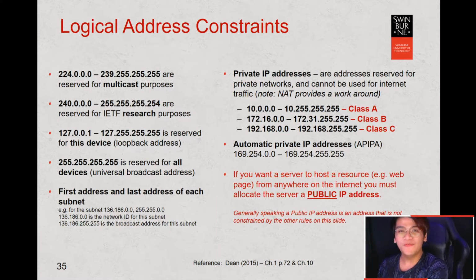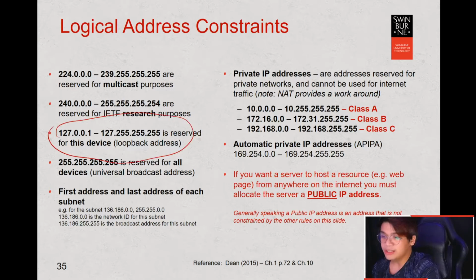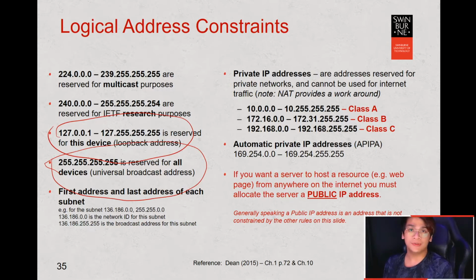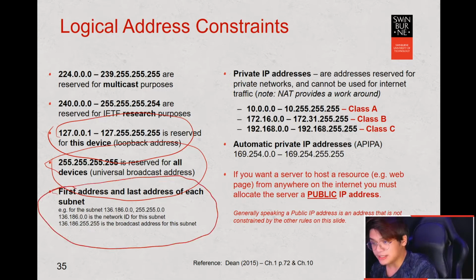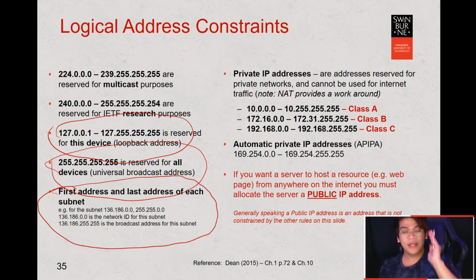Right, before we move on, you need to remember the logical address constraints. For example, these are the loopback addresses, where your computer just talks to itself because it is lonely sometimes. These addresses are reserved for the universal broadcast address, which you cannot use as well. The first address and last address of each subnet, that one you need to remember.